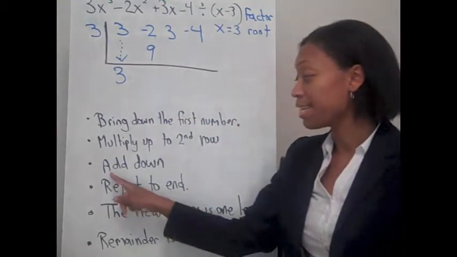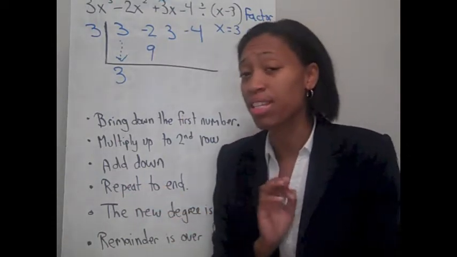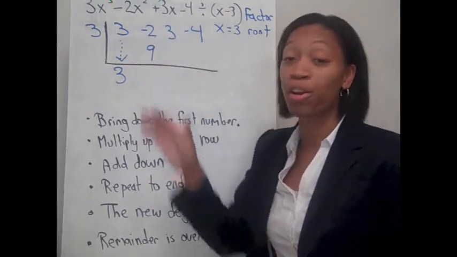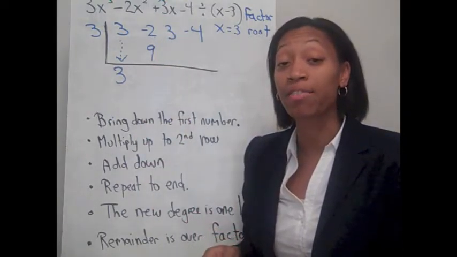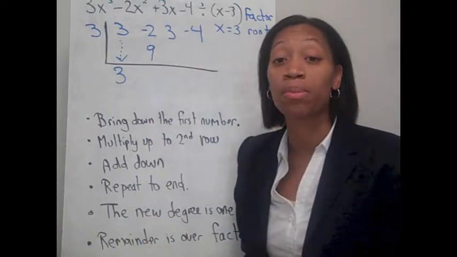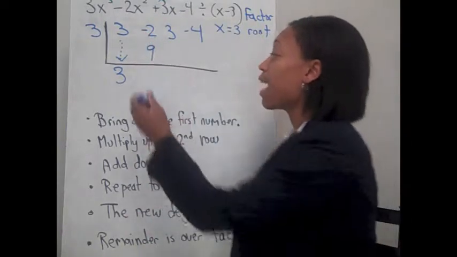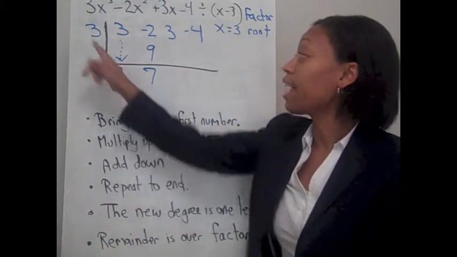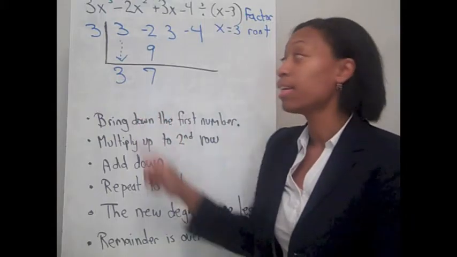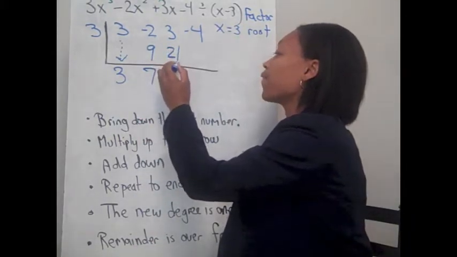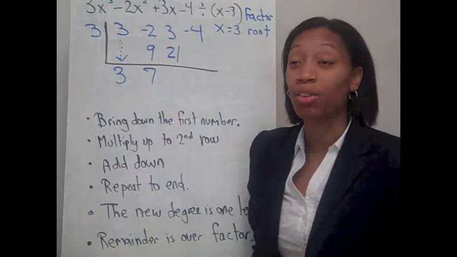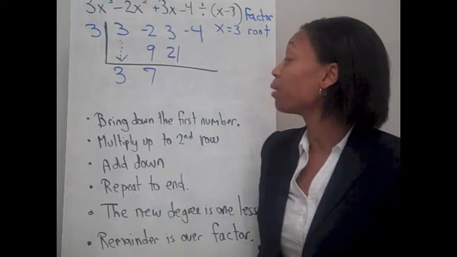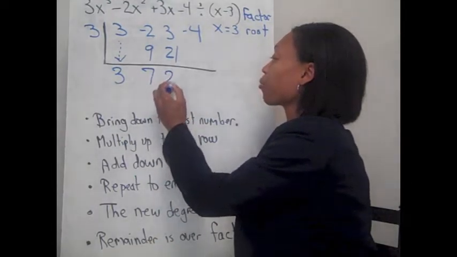The next step is to add down. Now this is different than regular long division because when you're doing long division, when you get to this part, you would subtract. But for synthetic division, we're just going to add the columns. So negative 2 plus 9 is 7. Okay, then we're going to repeat that. Again, we multiply. 3 times 7 is 21. Then we add down: 21 plus 3 is 24.